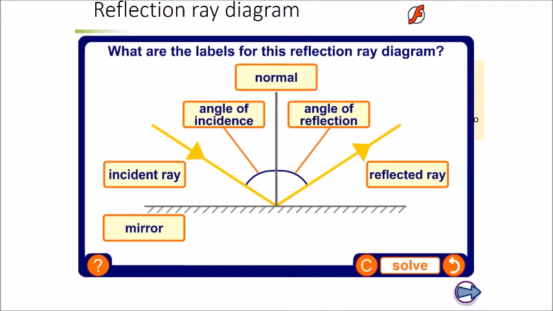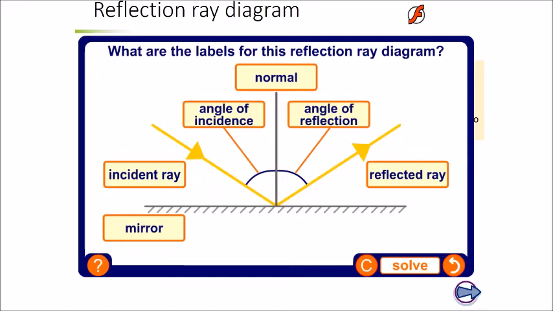Okay, are you ready to put the words in? The first word is an incident ray. If you put the incident ray here, you are correct. That is the incident ray. Angle of reflection. Reflected wave should go there. That is the angle of reflection. Obviously, our wave is coming in and bouncing off a mirror or mirrored surface, so our mirror goes there.